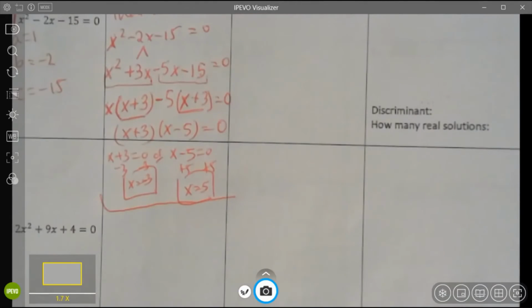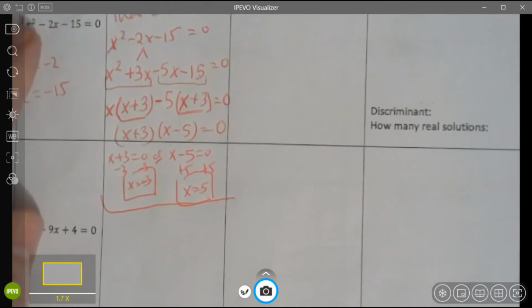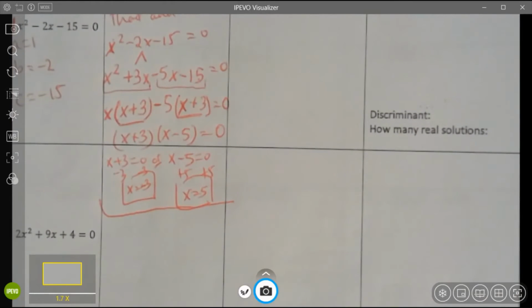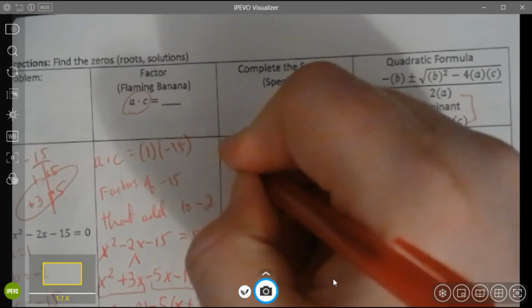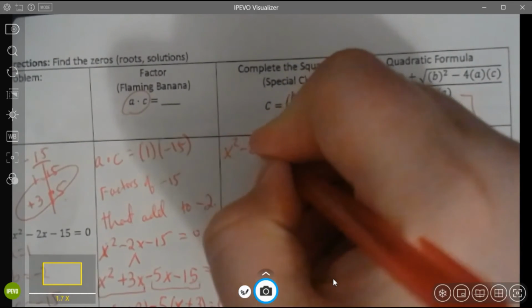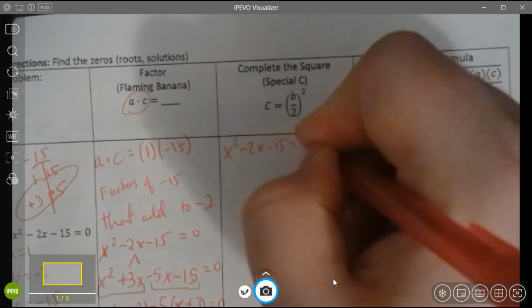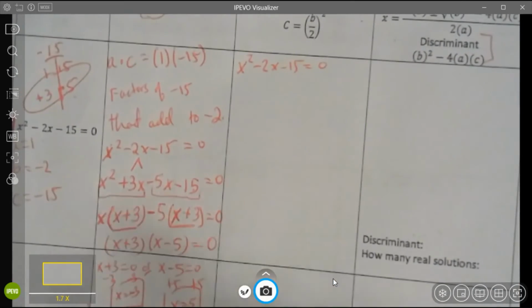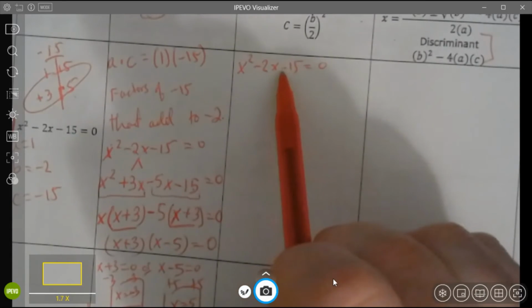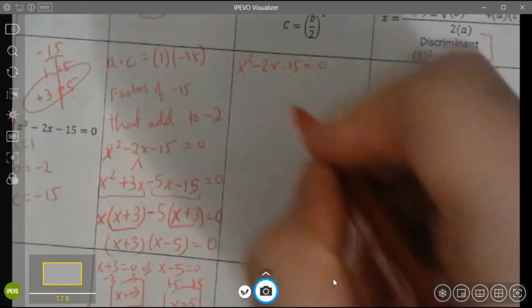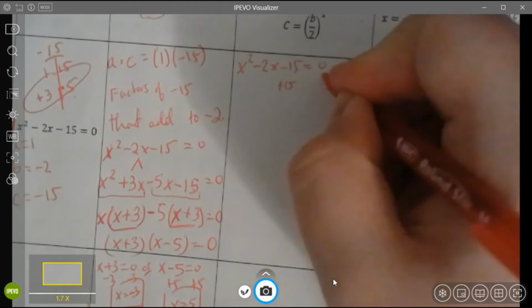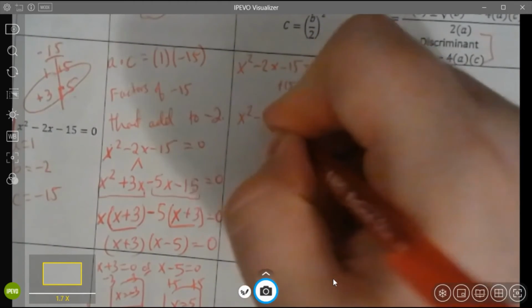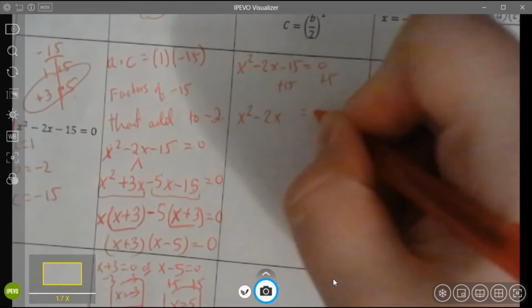Okay. The next method that I'll use to solve this one is the complete the square method. So to complete the square on this, I'm just going to rewrite this over here as x squared minus 2x minus 15 equals 0. So to complete the square, we only want the x squared and the x term on this side. So we're going to add 15 to both sides. So x squared minus 2x equals 15.